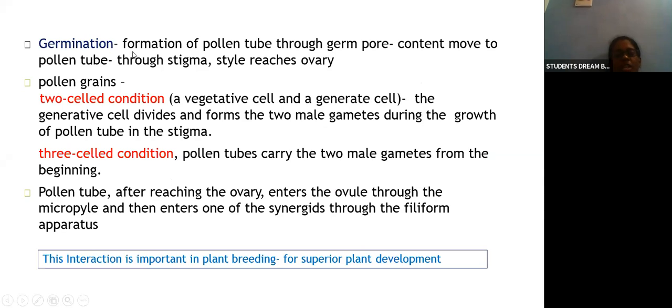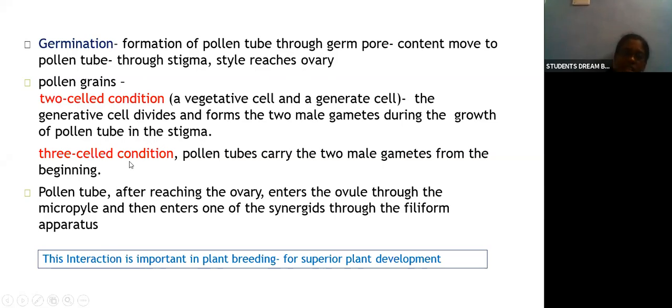Germination, formation of pollen tube through the germ pore will occur, and through the germ pore the contents will move to the pollen tube through the stigma, style, and finally it will reach the ovary. When the pollen grain is in the two-celled condition, the generative cell will divide and form the two male gametes during the growth of the pollen tube in the stigma.